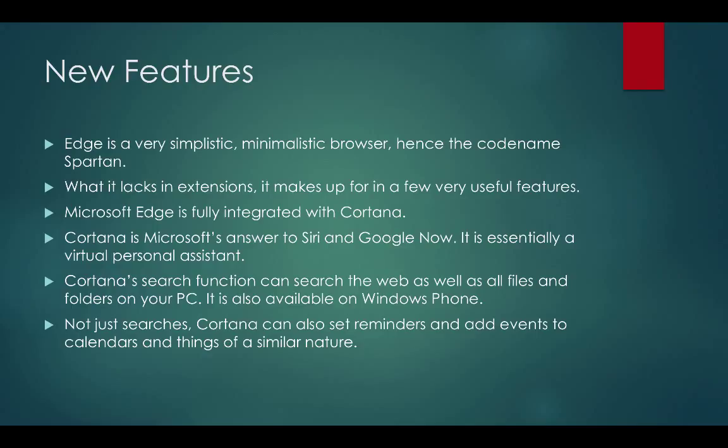Cortana's search function can search the web as well as all files and folders on your PC, which makes it extremely useful. It's also available on Windows Phone, so it's seamless between tablets, mobile phones, laptops, or desktops. It doesn't just handle searches though. Cortana can also set reminders and add events to calendars and things of that nature, which makes it more like a virtual personal assistant as opposed to Siri or Google Now.